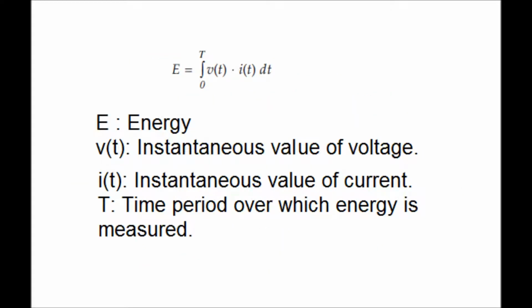Now, what is energy? If E is defined as energy, and v(t) is the instantaneous value of voltage, and i(t) is the instantaneous value of current, and T is the time period over which energy is measured, then energy is defined by E equal to the integral from 0 to T of v(t) into i(t) dt, that is, the product of voltage and current over a certain period of time.